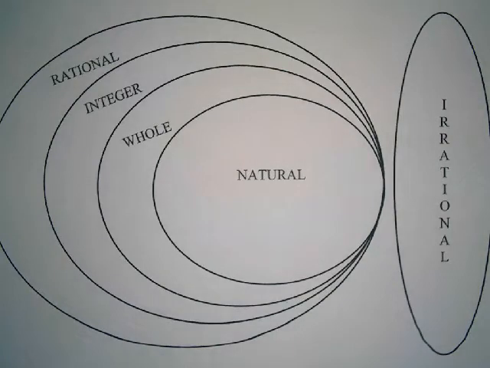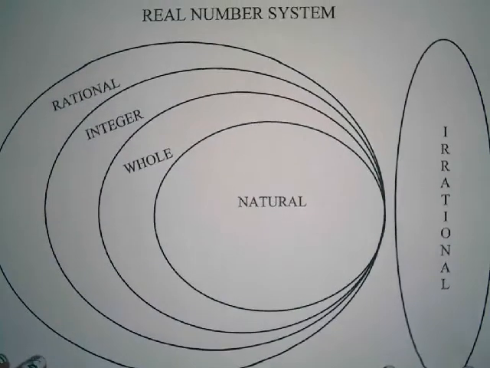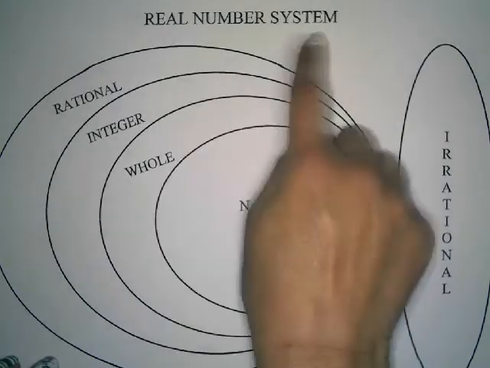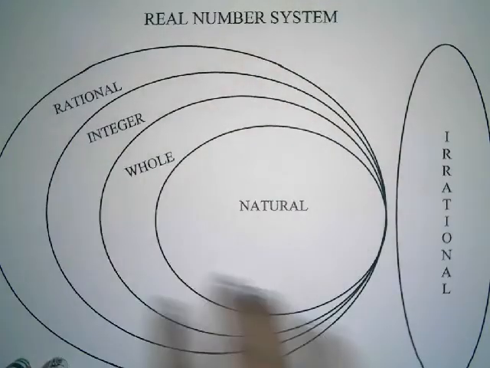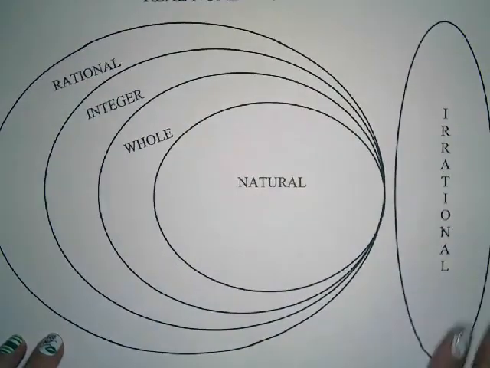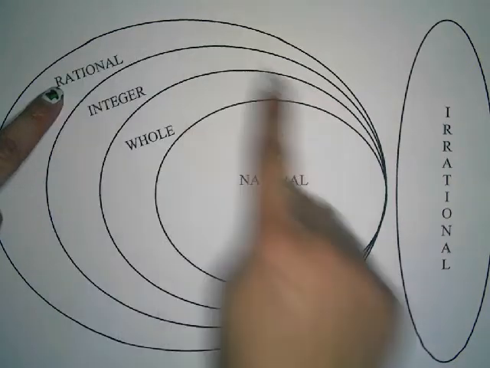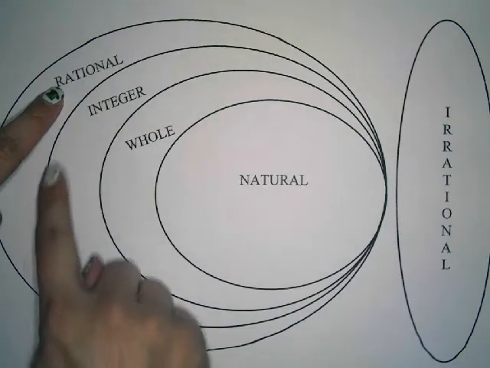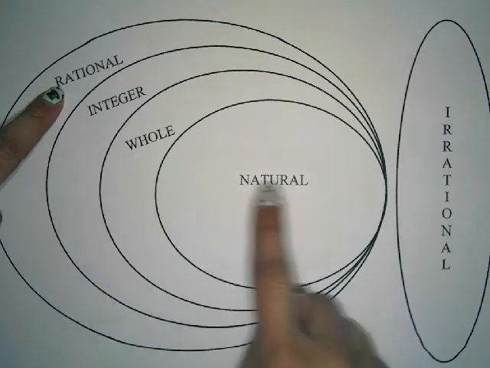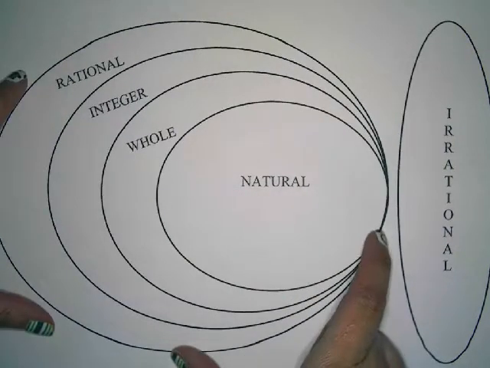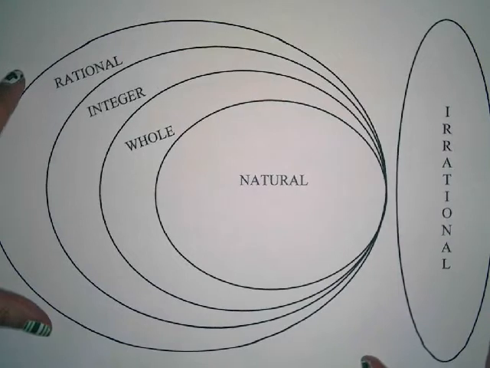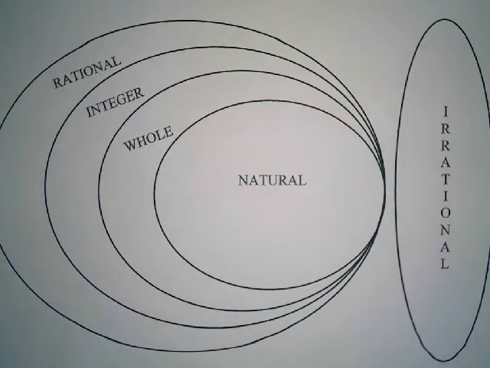Now we're going to look at a visual interpretation of the real number system. This is the real number system. We have this large oval on this side, and then irrationals are kind of by themselves over there, because rational numbers, this large oval here, includes integers, whole numbers, and natural numbers. So all of these are rational. Irrational has its own space off to the side because irrational numbers cannot fit into any of these other categories.